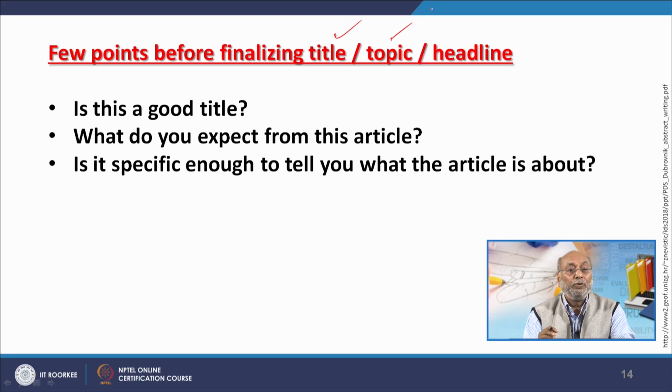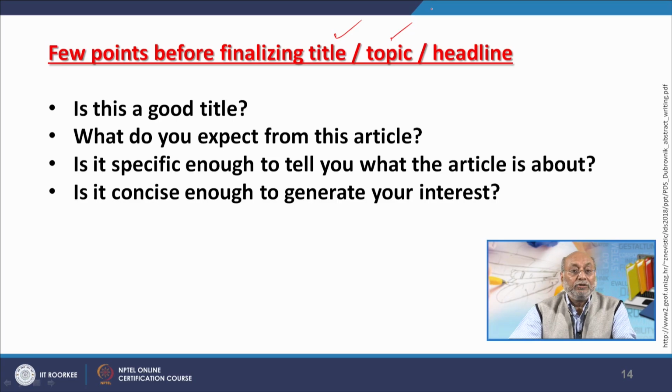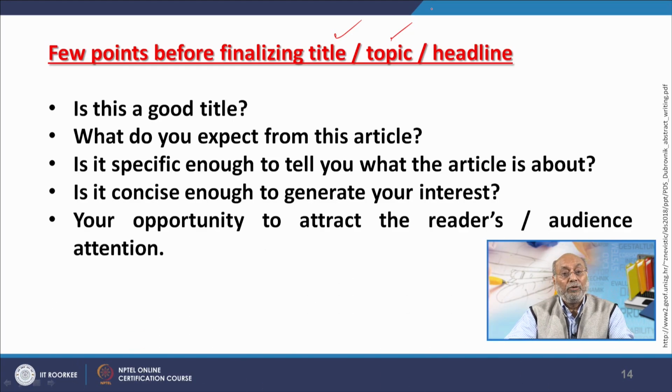Is the title itself enough to tell you what the article is about? Is it concise enough to generate interest and attract the readers' or audience's attention? That is the ultimate aim, but that does not mean that we keep writing wrong titles or titles with pessimistic or scare tactics. Those should always be avoided.